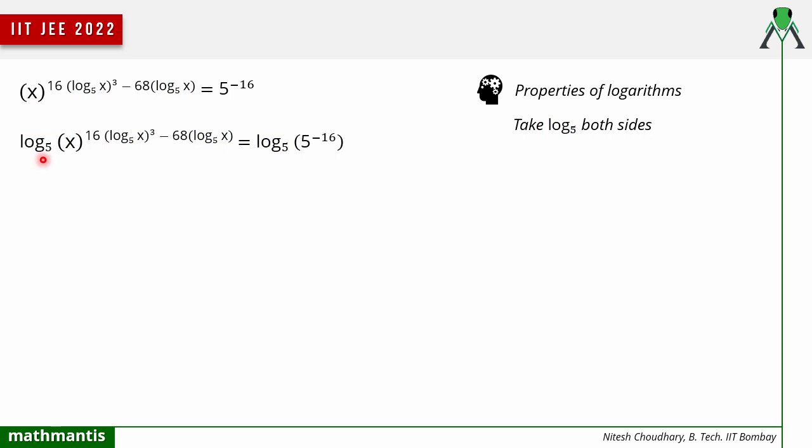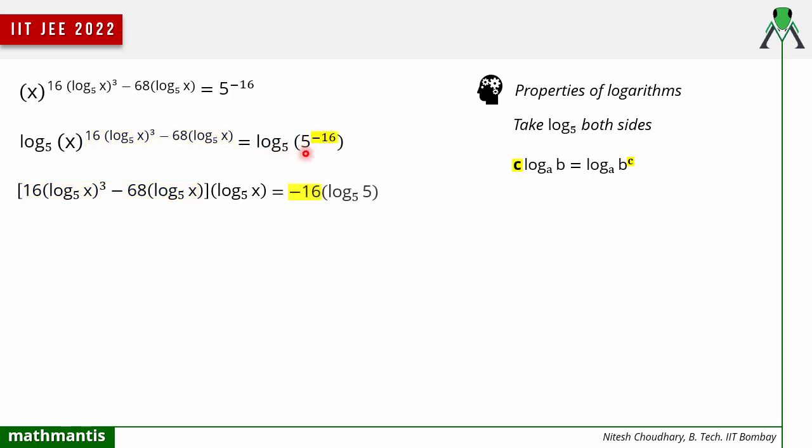Now we will use the properties of logarithms. We can see that we can generate log to the base 5 of x, but this part must not be here in the power. So we will use the power property of log, that we can bring the power to the front of the log. We will bring this value in front of the log and multiply. We can write this expression like this, multiplied by log 5x. The same property can be applied on the right side: minus 16 can come to the front, log 5 to the base 5. So this is the value we will get.